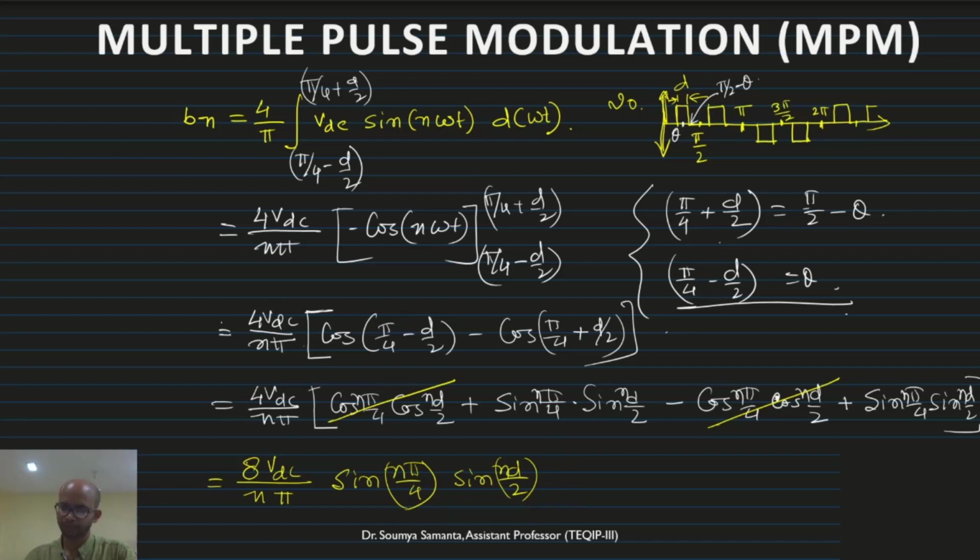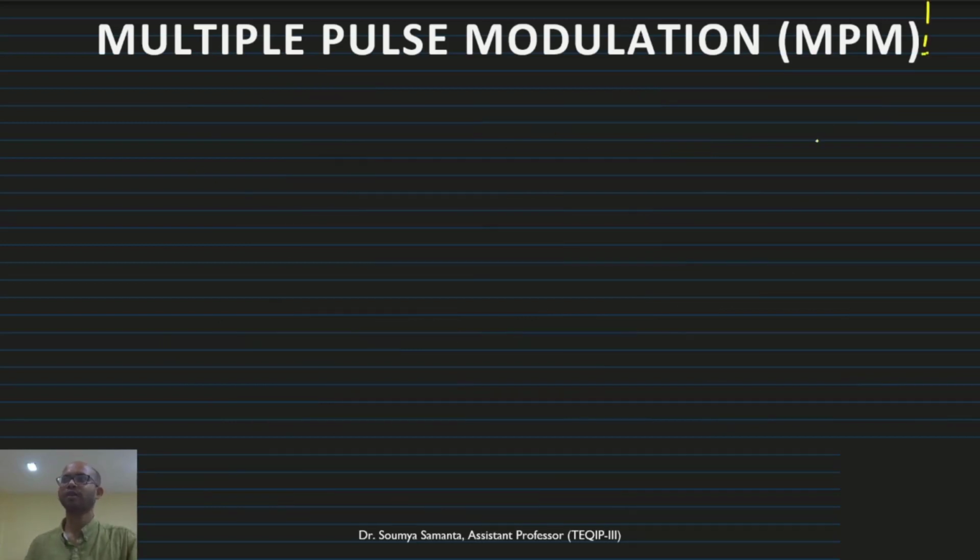So this is Bn. Now once we find this, we can find the total expression. Basically the total expression will be the multiplication with sinusoidal of n omega t. If we multiply this, we will get the v naught waveform, sorry, v naught expression. So what is the v naught expression? Let me find out.